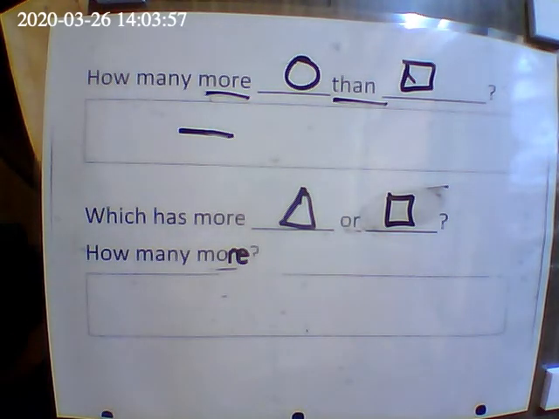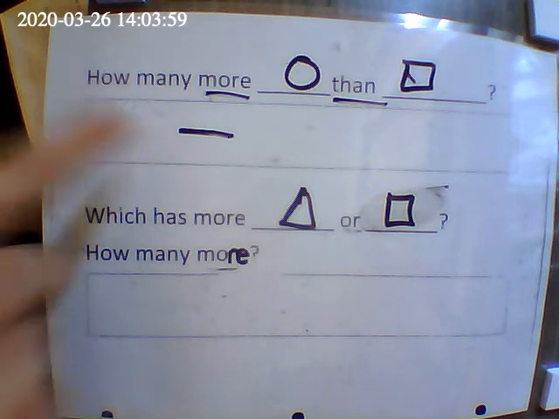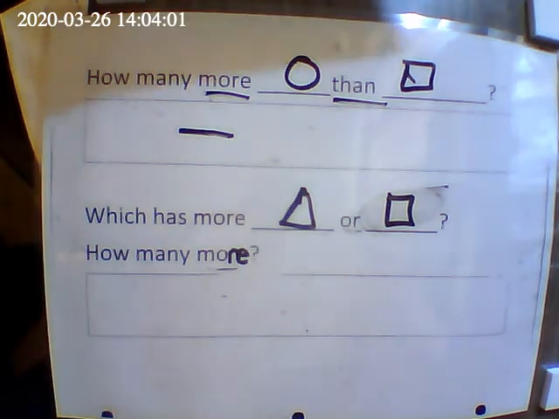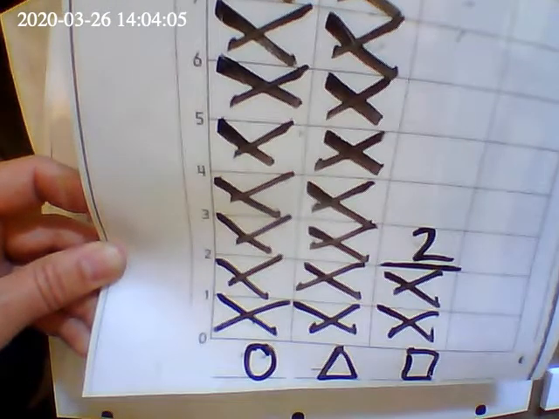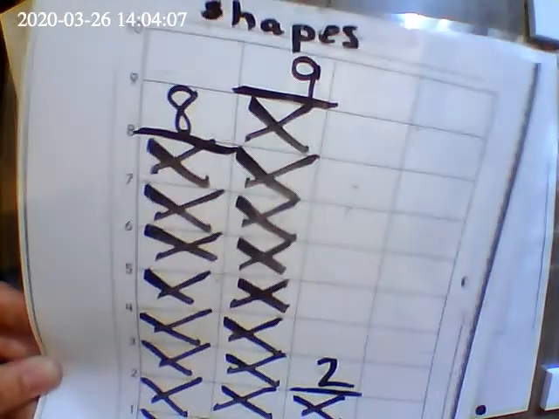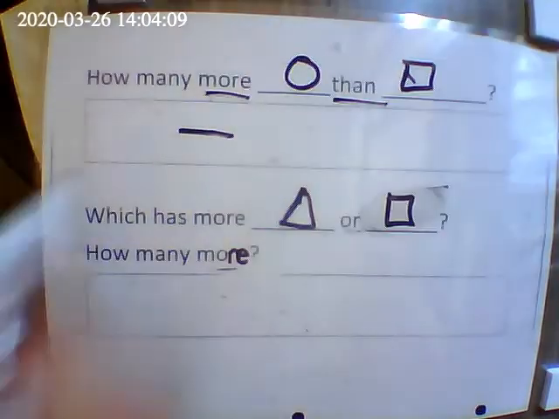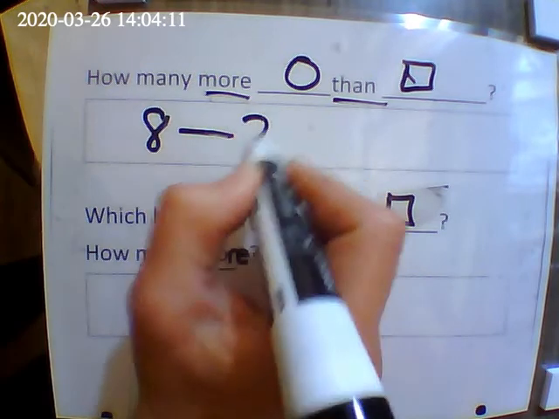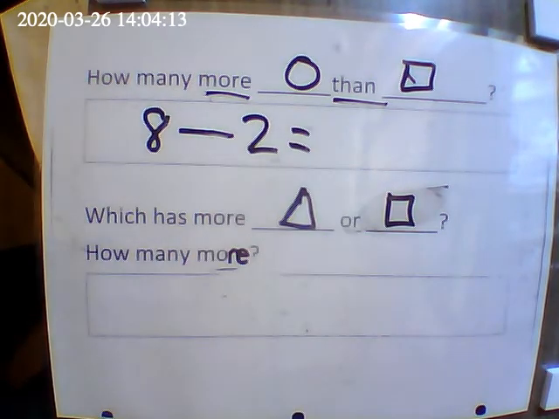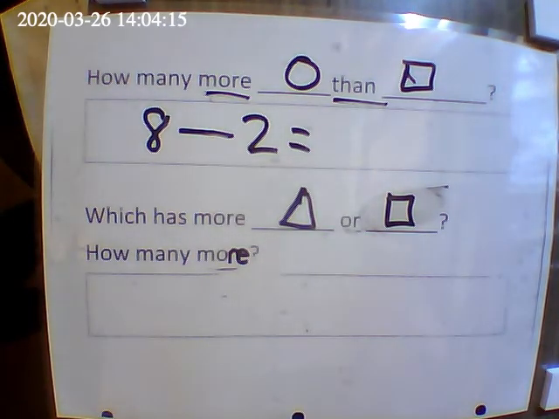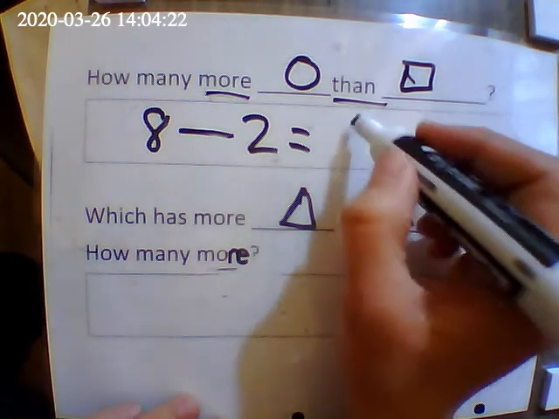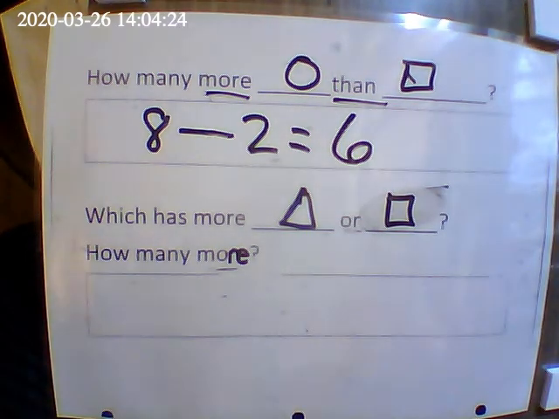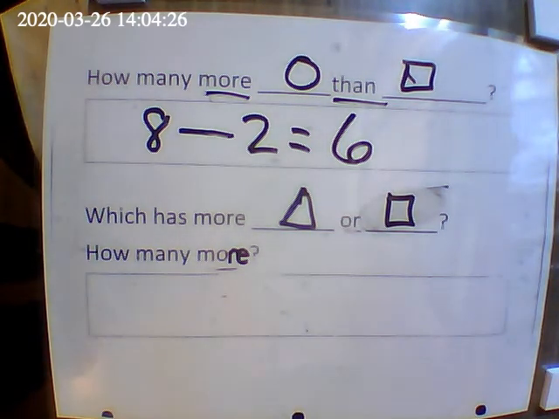So looking at our chart, when we subtract, we always start with the larger number first. So which is larger? Let's see. We're looking at the circles and the squares. So we have 8 circles and 2 squares. So circle is larger. So I'm going to start with the 8 minus the 2. What is 8 minus 2? Solve. And the answer is 6. Now moving on to the next one.